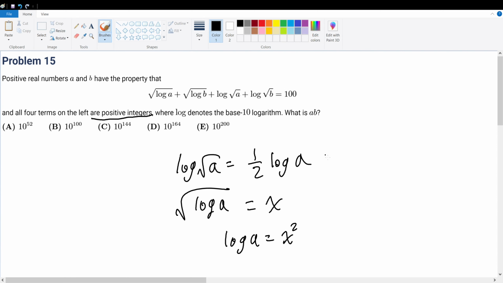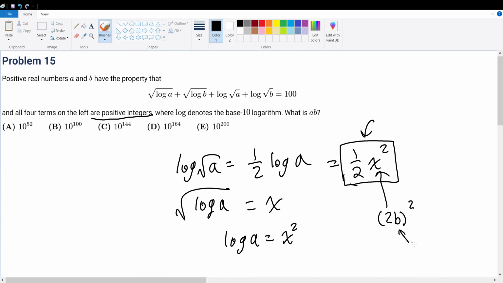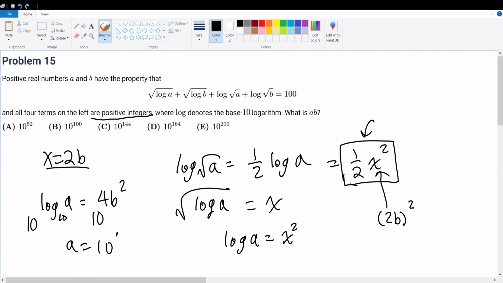So that means that this must equal half of x squared. So half of x squared, what does this tell you? This tells you that if this is equal to a whole number, x squared has to have a multiple of 2 in it. So if we were to deconstruct x, that would just be 2 times b for some other value of b. So we know that x is equal to 2b. And how can we implement this further? Well, if x is equal to 2b, then log of a is equal to 4b squared. And since this is just base 10, raising 10 to both sides will get rid of the log and a is equal to 10 to the 4b squared.